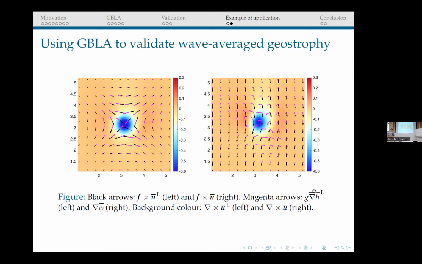And then the magenta arrows are the pressure gradient, or height gradient, sorry, this is still a typo, for Lagrangian mean and Eulerian mean. As you can see, in the Lagrangian mean version, the height gradient or pressure gradient perfectly balances the Coriolis force, but there are some regions in the Eulerian mean version where the pressure gradient and Coriolis force don't balance each other. So it really shows the power of the Lagrangian mean here.